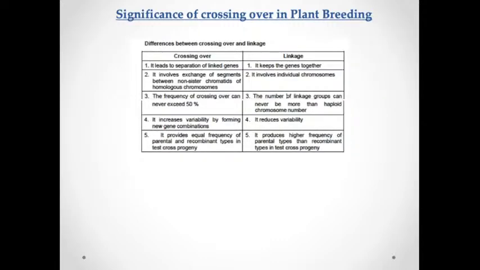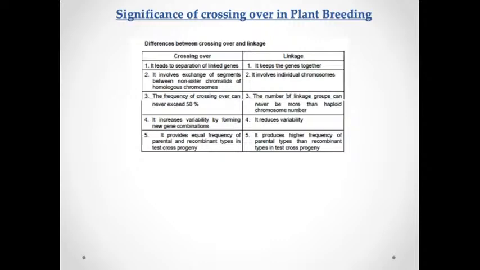So this is the difference between crossing over and linkage. Linkage we will discuss just now. There are some differences written there: crossing over leads to separation of the linked genes, and linkage keeps genes together. So both terms look quite similar, but they have a lot of difference. Crossing over involves exchange of segments between non-sister chromatids of homologous chromosomes, whereas linkage involves individual chromosomes. In crossing over, the frequency can never exceed 50%, whereas the number of linkage groups can never be more than the haploid chromosome number.